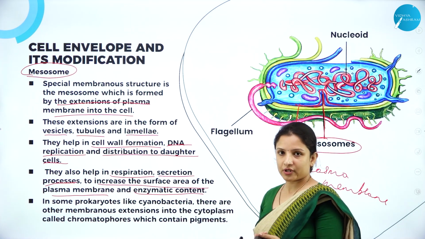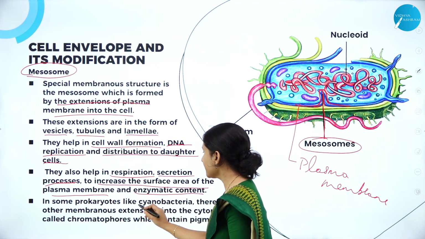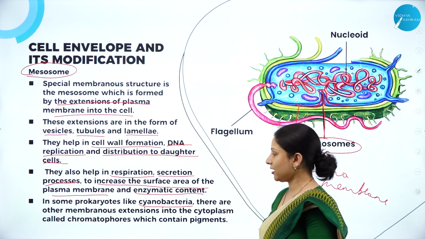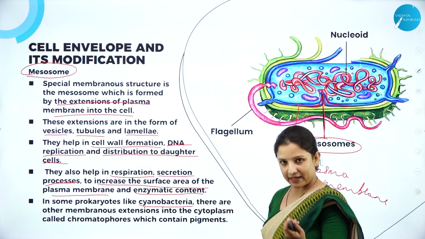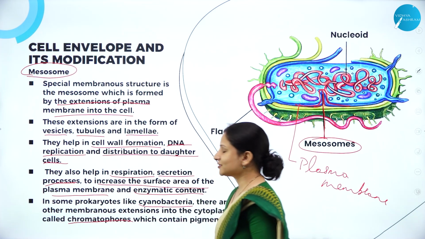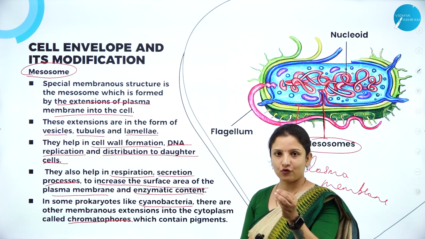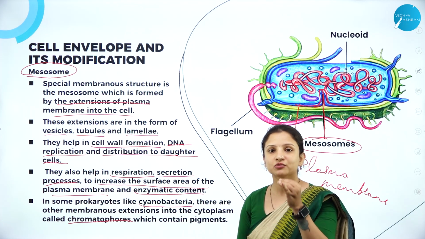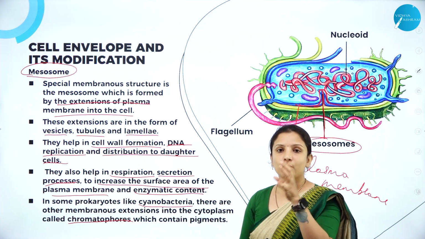And in some prokaryotes like the cyanobacteria, which is nothing but the blue-green algae, there are other membrane extensions which are called chromatophores. And these chromatophores, the name itself says, they are the ones which contain pigment. Chroma means color.